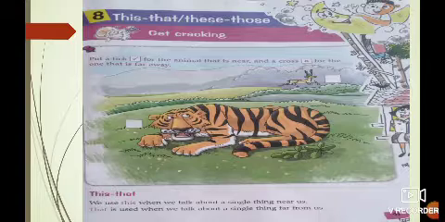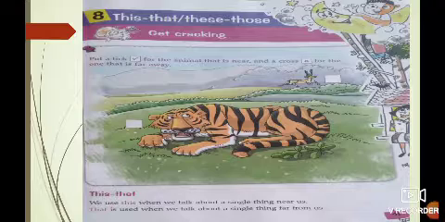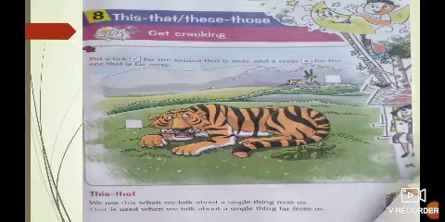Now let's see the next one, this and that. We use this when we talk about a single thing near us. Whatever single thing near to us, we will use this to indicate it. And that is used when we talk about a single thing far from us. Whatever thing is far from us, we will use that to point out those things or those animals.